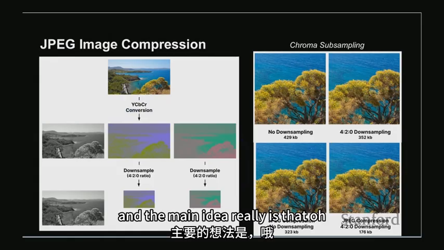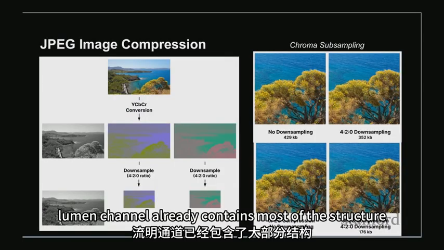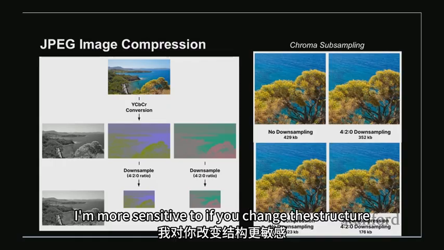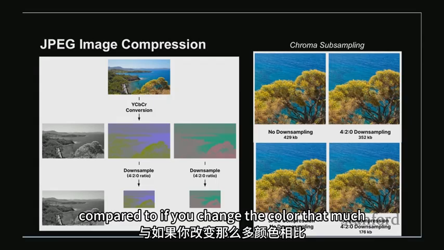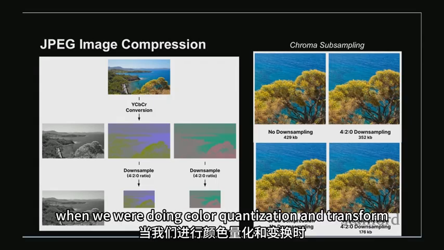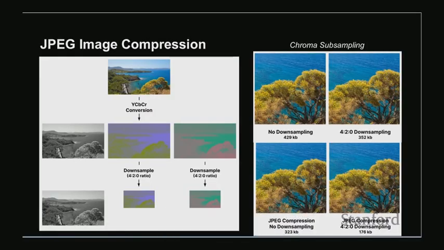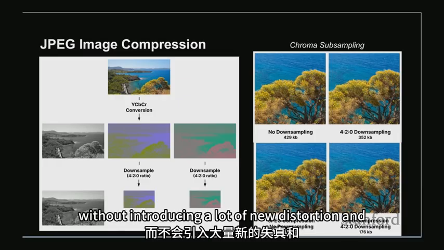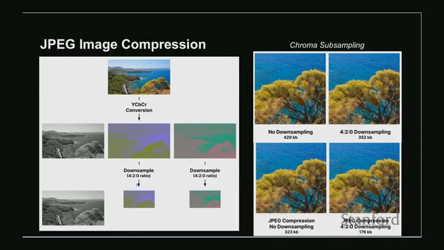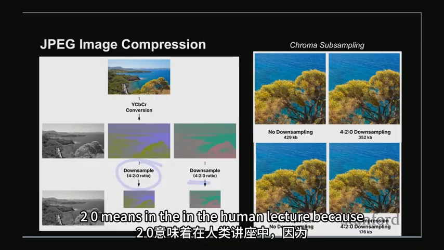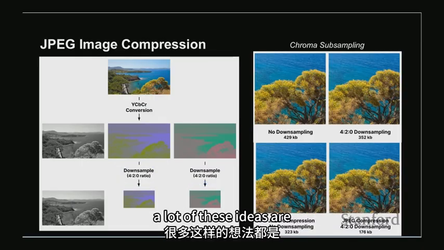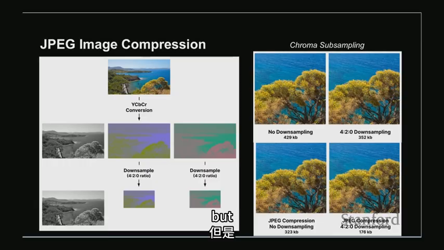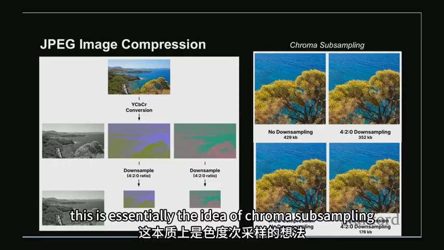The main idea really is that my luma channel already contains most of the structure, so I can tolerate more loss in the colors. I'm more sensitive to changes in the structure compared to changes in the color. Recall when we were doing color quantization and transform, I could get away with reducing a lot of color information without introducing a lot of new distortion. We're going to talk about what this 420 means in the human vision lecture, because a lot of these ideas are derived from how human vision works. But this is essentially the idea of chroma subsampling.